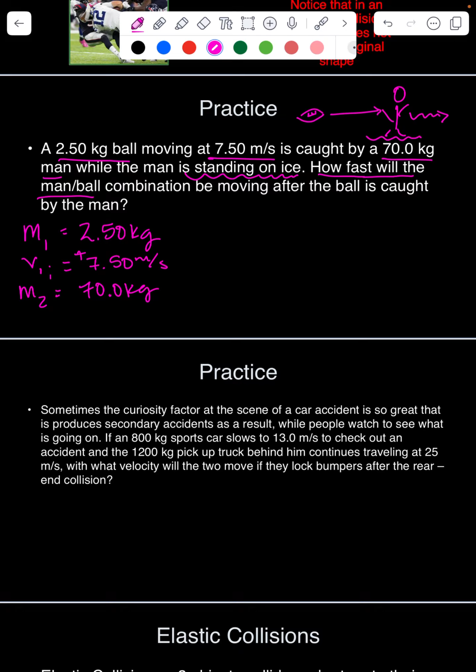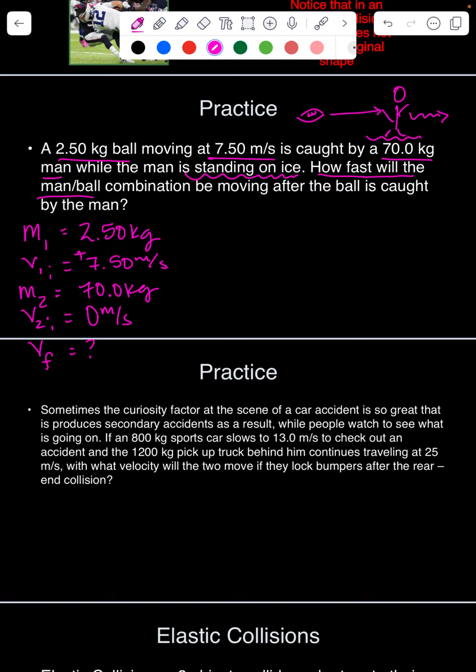We know that he is standing on the ice, so because he is standing, his initial velocity is going to be 0. Once he catches it, both of them are going to move forward, and we want to know their final velocity. So we are just looking for V final. Remember, we don't have a V1 final or a V2 final because they are moving together as one.